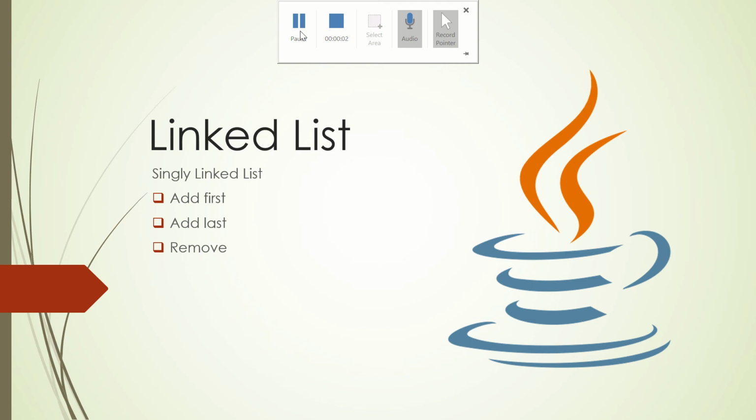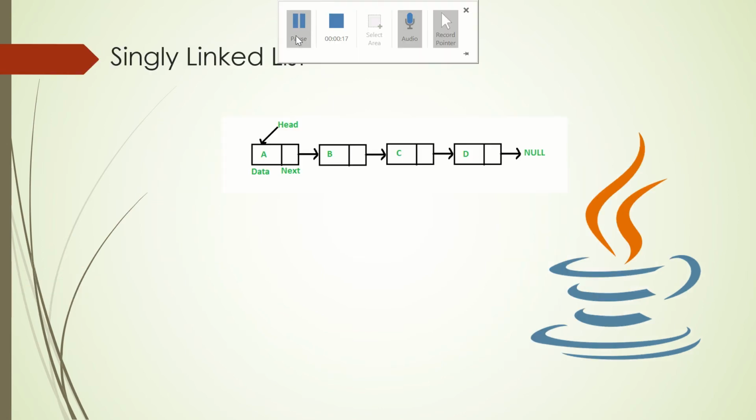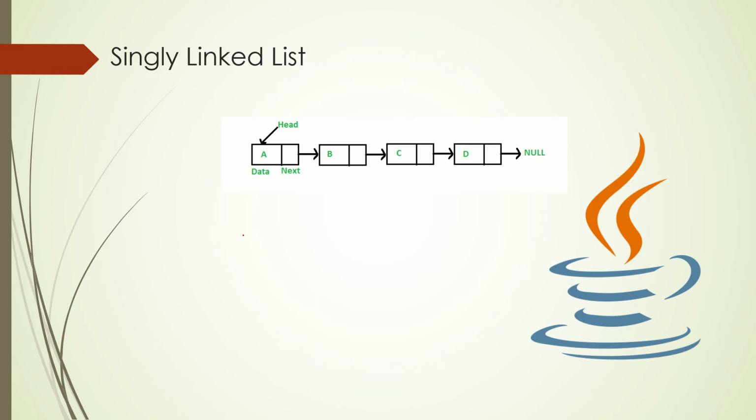Hello viewers, today I'm going to discuss a singly linked list: how to add a node at first, how to add a node at last, how to remove, and so on. So if we want to add a new node, then we can say head. If there is any new node, then we can point to this new node.